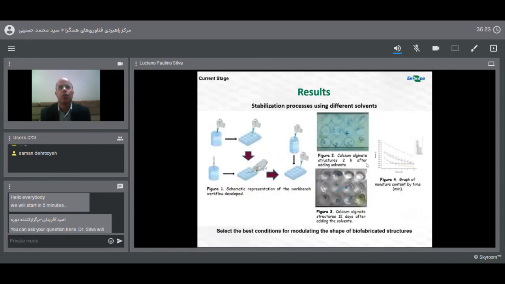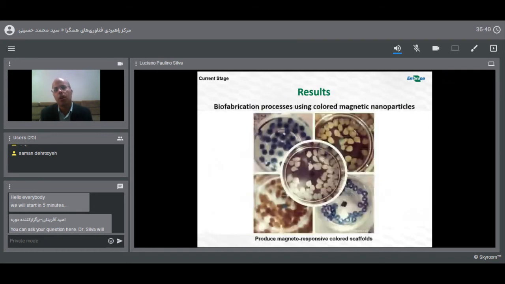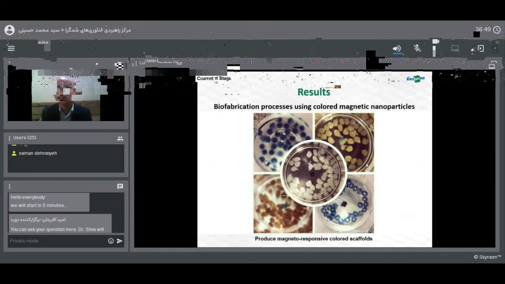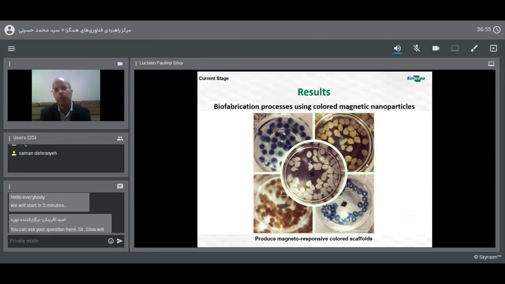Another strategy that we have applied is related to stabilization processes using different solvents to select the best conditions for modulating the shape of different biofabricated structures. We have also performed biofabrication using colored magnetic nanoparticles, a new technology in which we can produce different magnetic nanopigments, and in this way we can produce magneto-responsive colored scaffolds using this technology.